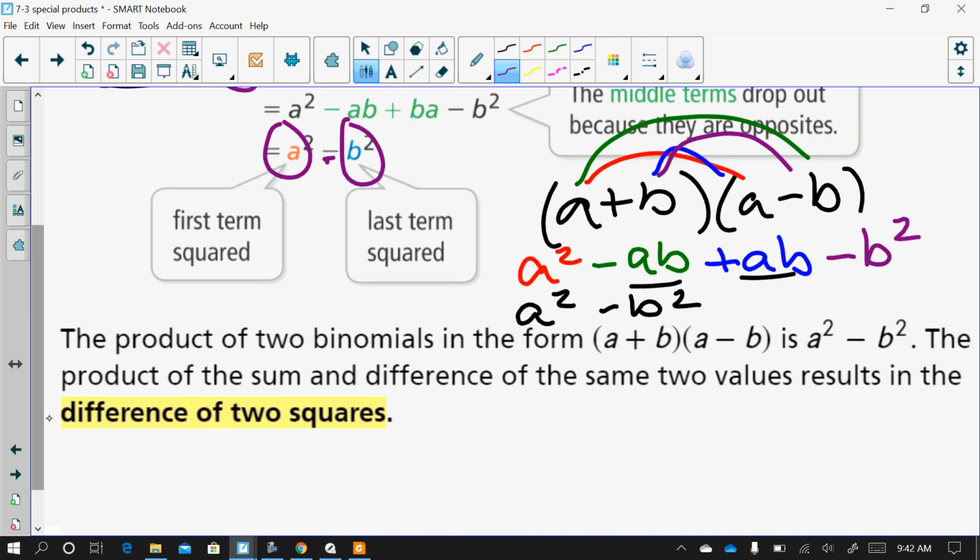So the product of two binomials in the form (a plus b) times (a minus b) is a squared minus b squared. The product of the sum and difference of the two same values results in the difference of two squares. A squared and b squared, that's where the squares come from. Difference because it's minus.